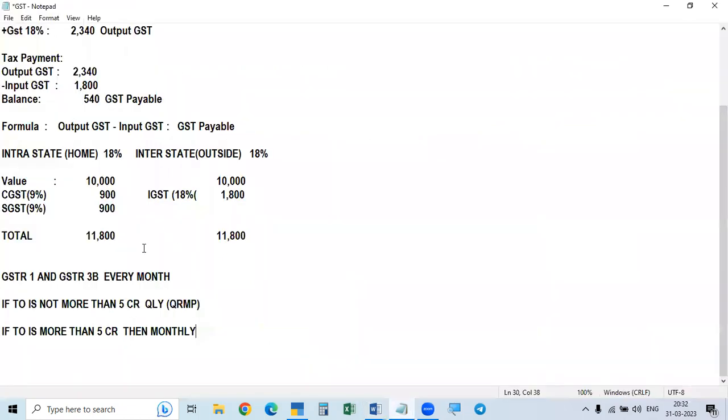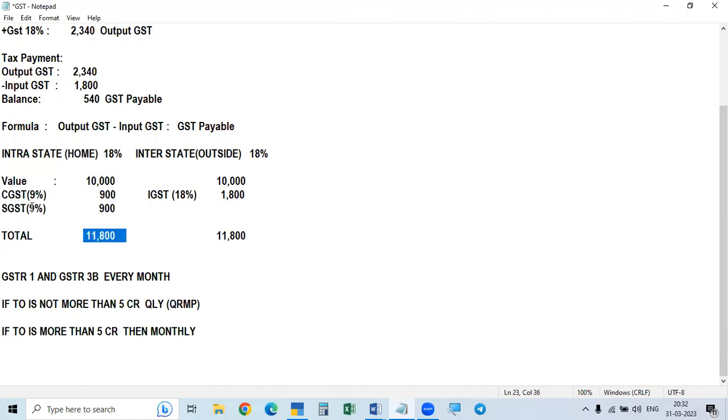I'll show you. See, for example, interstate 18%, value 10,000. In the case of intrastate, means home state, same state, CGST 9%, 900, SGST 9%, 900. Total will be 11,800. In the case of interstate, the rate is 18%. Here, it is shared 50-50. Here, the total amount will be taken by the central government. That's why here, total IGST will be 18%. So total will be the same, 11,800.